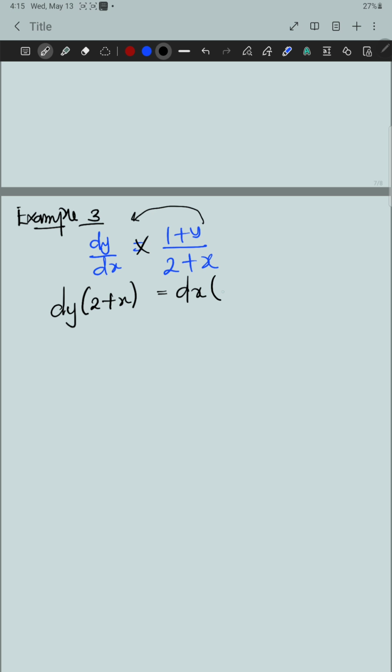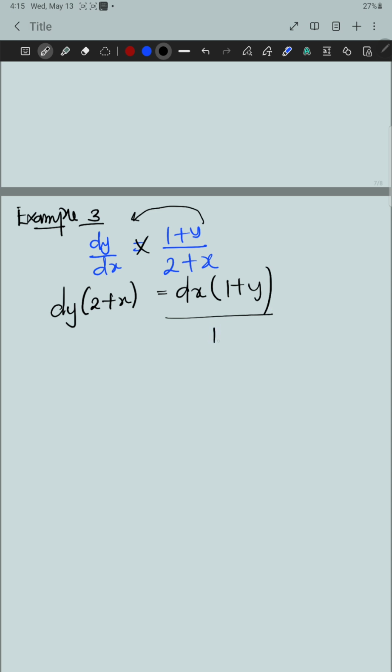Example 3. We have dy over dx is equal to 1 plus y divided by 2 plus x. Wow, this looks quite difficult, right? How do we solve this problem? Our major aim is to make this guy be on the left hand side. So let's cross multiply and see something. We have dy into the bracket of 2 plus x is equal to dx into the bracket of 1 plus y. Okay, we still have a problem there.